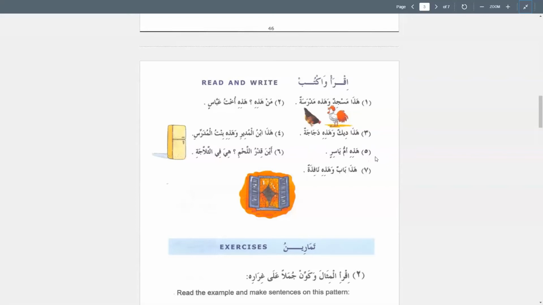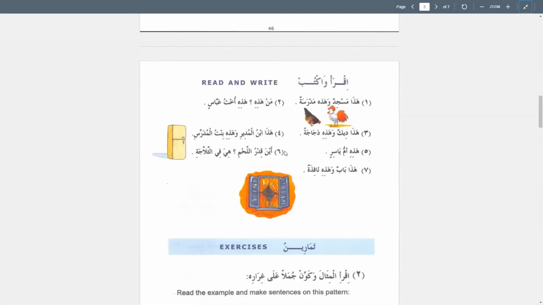Hadihi Omm Yasser. Omu, Umm Yasser. This is the mother of Yasser. Very good. Lara, number 6.